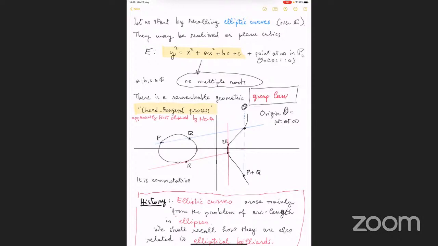This is important. It is expressible rationally. So you do only rational operations in terms of the coordinates. So it is an algebraic group law. In fact, it derives from the addition on the complex numbers if one views the elliptic curve as a torus, but let us forget about this. So we have this commutative group law.